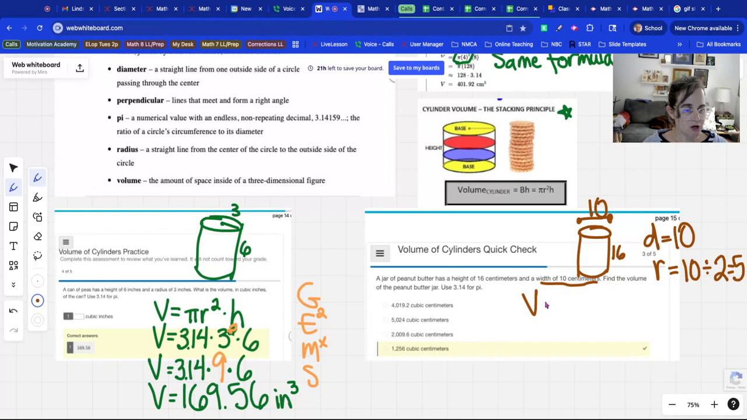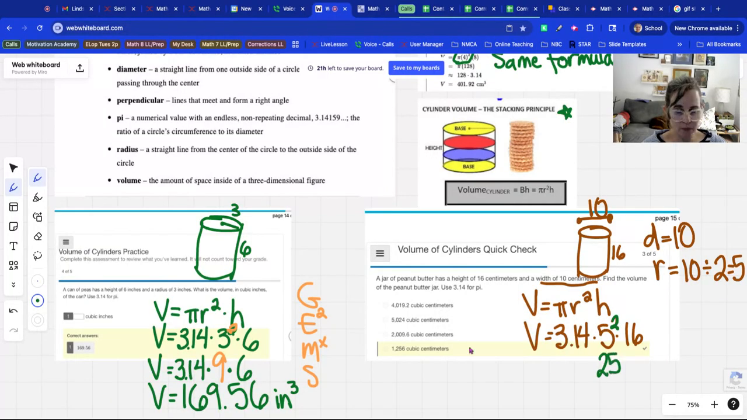Same formula. Volume is pi r squared times the height. 3.14 times the radius, which is 5, times the height, which is 16. And I'm going to have to square the radius. I'm going to do that first because of GEMS, just like the last problem. I'm going to bring everything else down and then I'll multiply in a calculator and I'll be done. You've got to admit, this is way easier than surface area.